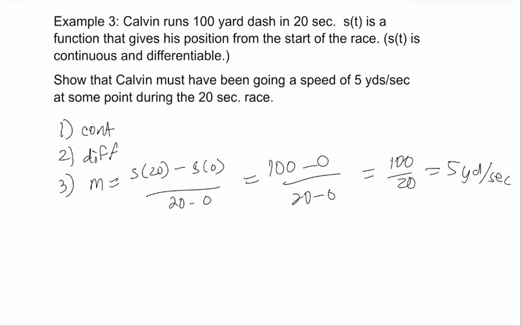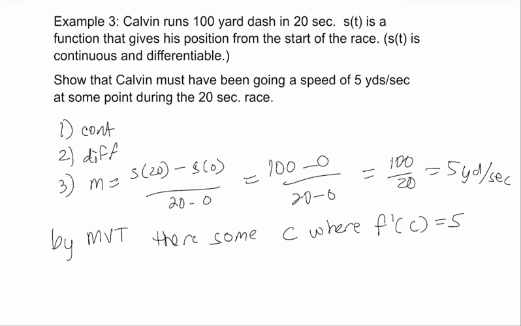So remember, by the mean value theorem, there is some c where f prime of c has to equal that value of 5. That is the connection of the endpoints. So by the mean value theorem, it exists.